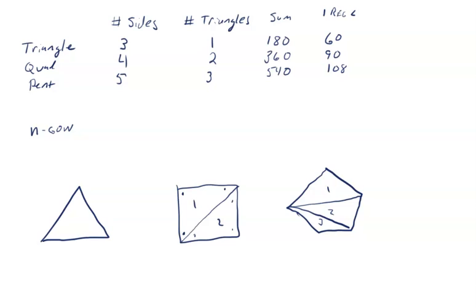Now you're going to do the next 2 on your own. You should pause the video, do them on your own. One of them has a diagram for you to do, one does not. And then once you have them finished, unpause, and we'll talk about at least the n-gon.